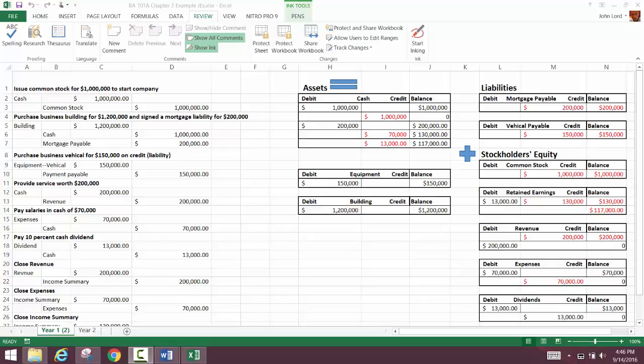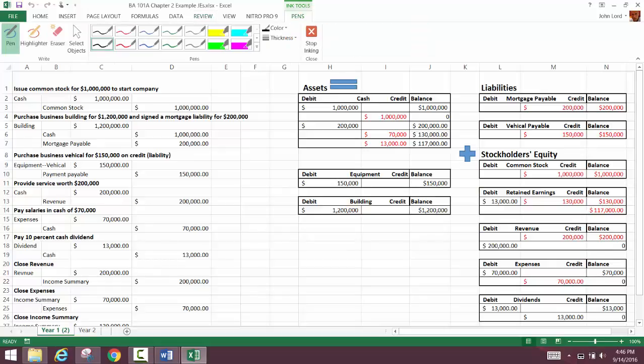Okay, so let's go ahead and take a look here. We have this company that just started operations for the first time this year. What we're going to do is record our journal entries in our journal, and then we're going to post them to the ledger, right? So first we record something in the journal, then we post it into the ledger.